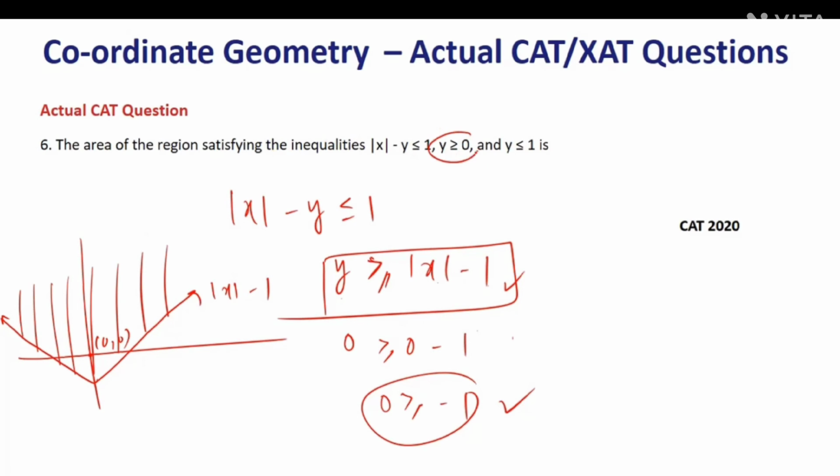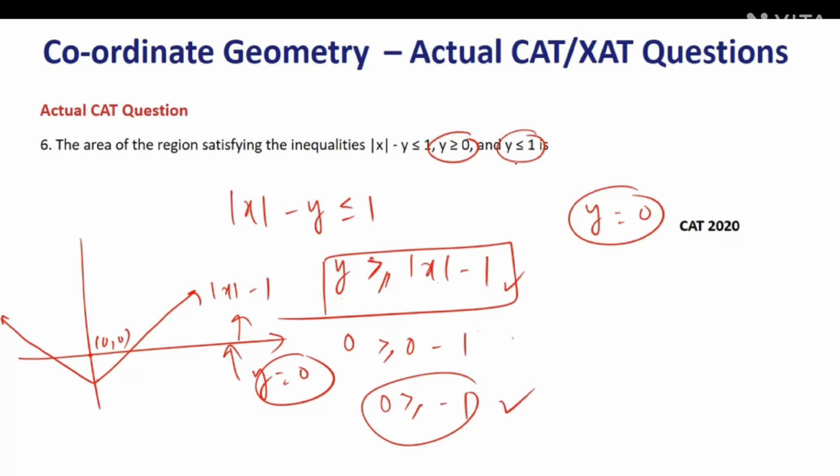And satisfying y greater than equal to 0. What is y equal to 0? Y equal to 0 is nothing but the x-axis. Why? Because y is always 0 on the x-axis. Greater than equal to 0 means the positive side of the y-axis. Another line which is there is y less than equal to 1. The y equal to 1 line will be parallel to the x-axis passing through 0, 1, because on this line y will always be 1. To this side, between y equal to 0 and y equal to 1. So this is the region.